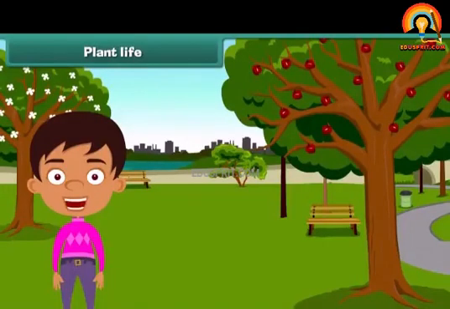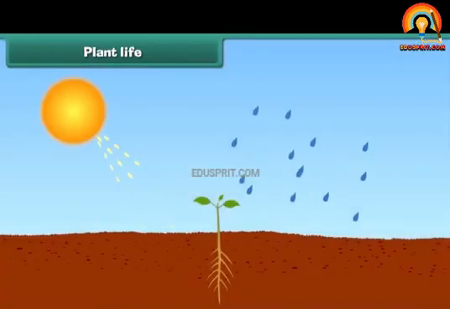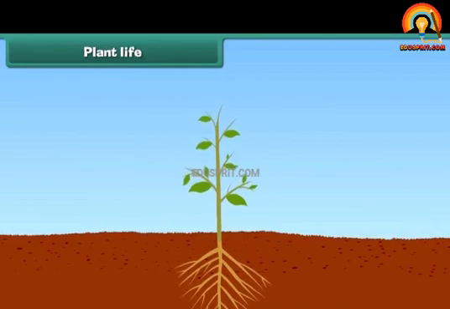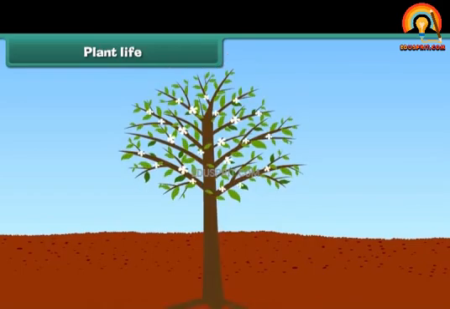Hello friends, I am Sam. Do you know that plants are also our friends as they give us food and many other useful things? Besides this, they also give us shade. They are also living like us. They need their own food and water to live and grow. They also have the ability to grow and become tall like us.